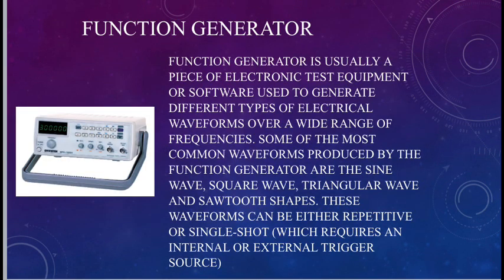Okay, next, function generator. A function generator is usually a piece of electronic test equipment or software used to generate different types of electrical waveforms over a wide range of frequencies. Some of the most common waveforms produced by the function generator are the sine wave, square wave, triangular wave, and sawtooth shapes. These waveforms can be either repetitive or single shot, which requires an internal or external trigger source.